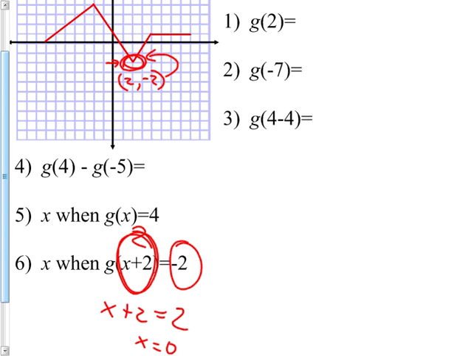Nope. If x is 0, watch what happens. Put in a 0 right there. Do you get that I'll have 0 plus 2 makes 2? And then I'll have g of 2 equals negative 2. Is that really a true statement? G of 2 equals negative 2? Yes, because x is 2, y is negative 2. It's right there. I know that messes with your head.